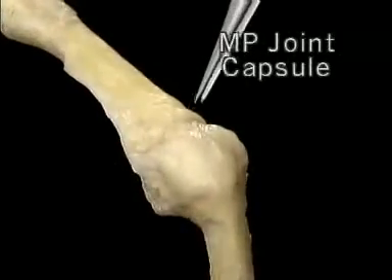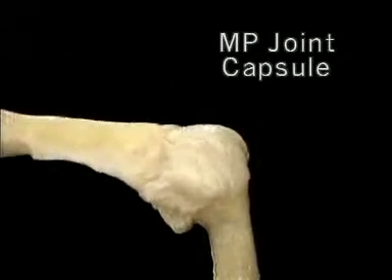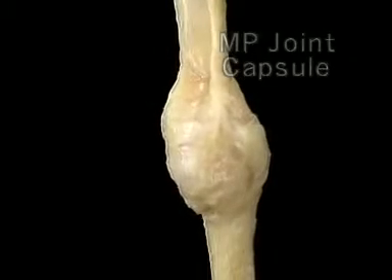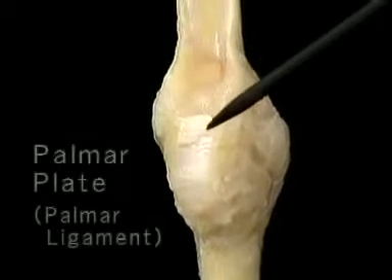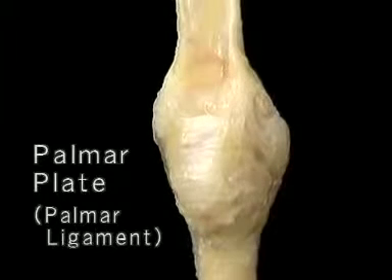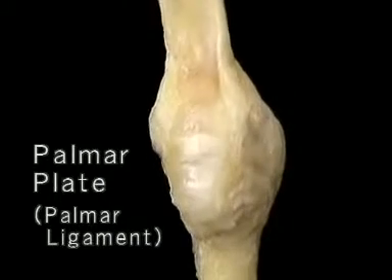The MP joint has a capsule that's loose on the back to allow the joint to flex. On the front, the capsule thickens remarkably into a tough piece of fibrocartilage, the palmar plate, also called the palmar ligament. The palmar plate moves along with the proximal phalanx when the joint flexes.